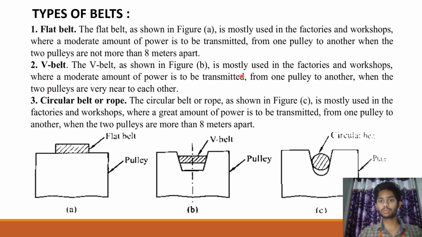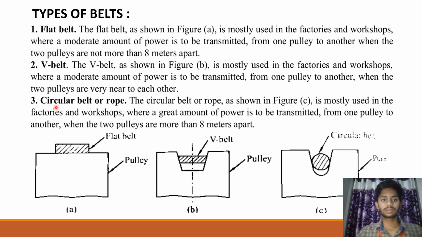V belt is mostly used in the factories and the workshops, where a moderate amount of power is to be transmitted from one pulley to another when the two pulleys are very near to each other. So you can see the V belt here.